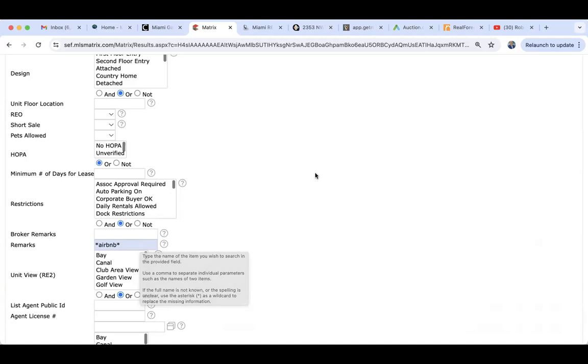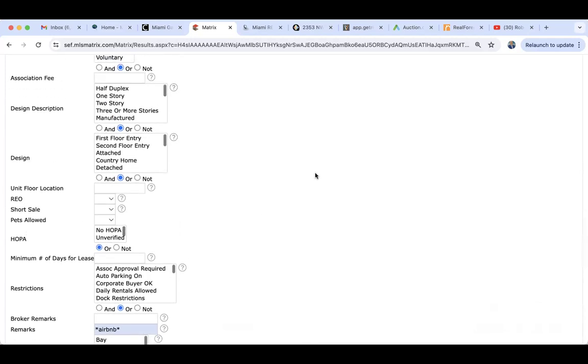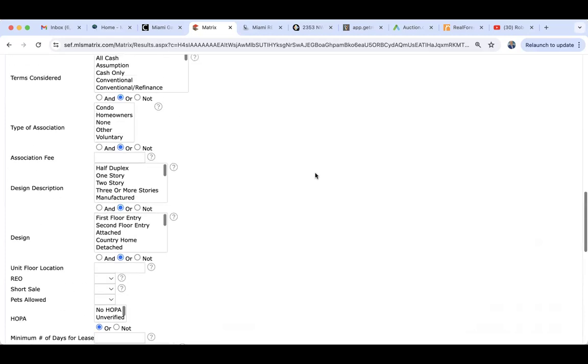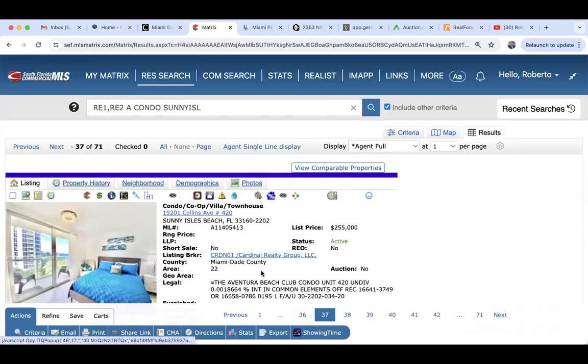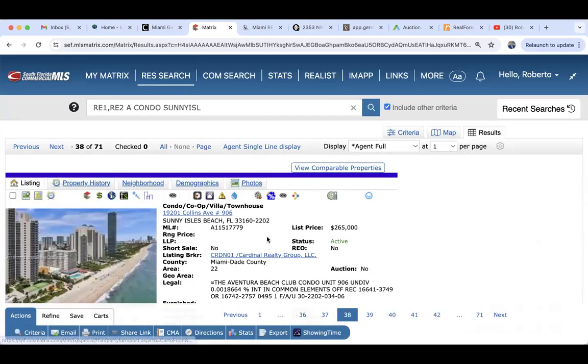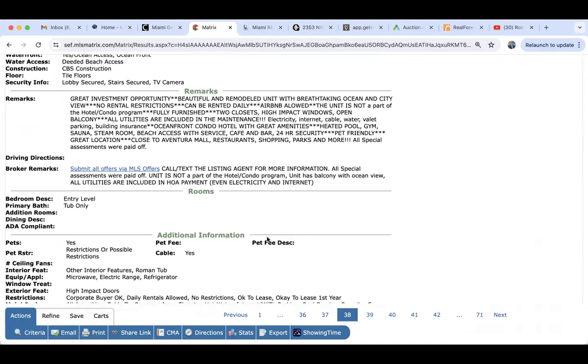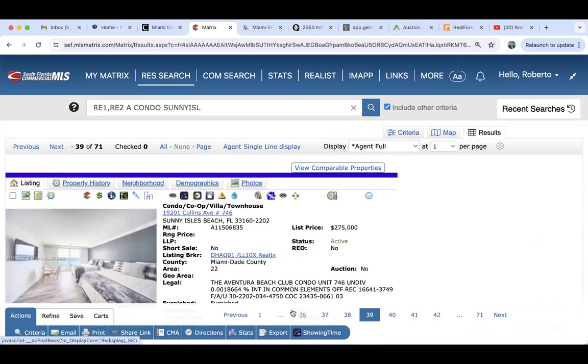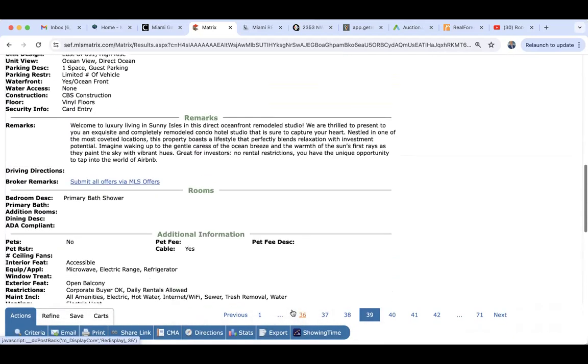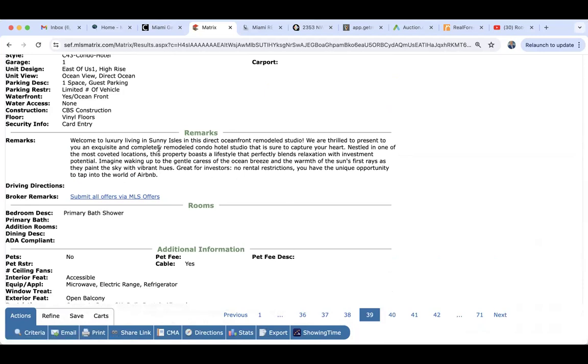There are going to be some results where it says no Airbnb allowed, right? I mean, we're asking for a keyword here, and the keyword is Airbnb. So there are going to be times where it says no Airbnb allowed, and this one is Airbnb allowed. Airbnb allowed. All right. And let's look at one more here.